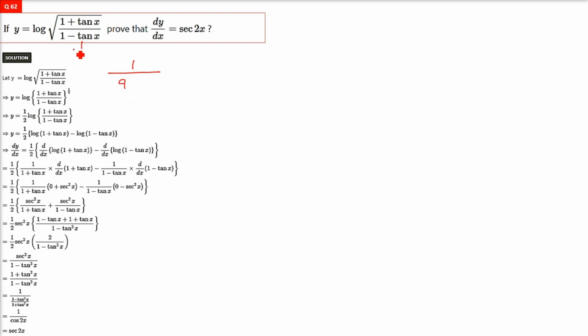Log of anything will be 1 by that thing. That is 1 by under root of 1 plus tan x by 1 minus tan x. So when it is solved, under root 1 minus tan x will go in the numerator, and 1 plus tan x with the root goes in the denominator. Log of anything, the differentiation will always be 1 by that thing. I hope you have a fair idea up till now, because log is just the reciprocal of whatever is inside the log.